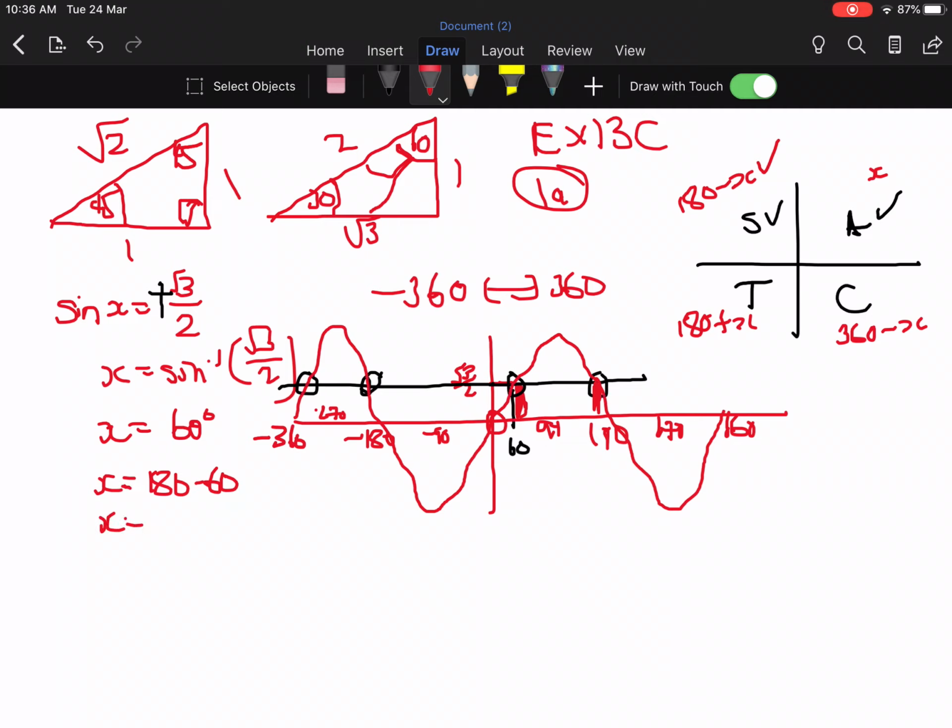So x is equal to 120 degrees. So that angle in here is 120 degrees. So that's us found two of the angles. But now I need to find the angle in here and the angle in here.